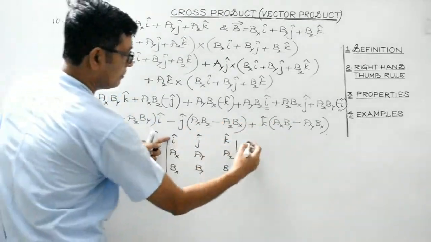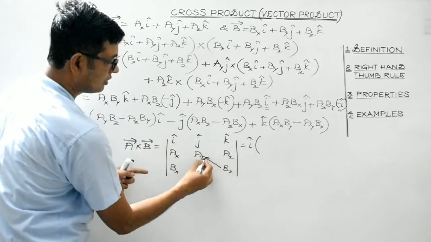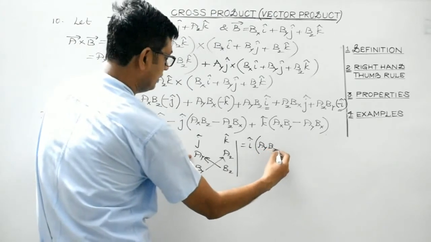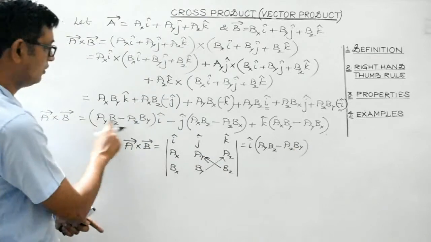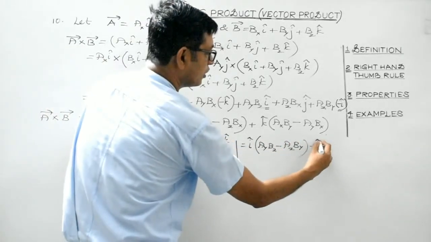Okay. i cap. So i cap, this into this multiplied by this into this. So what do we get? AY BZ minus AZ BY. Right? We are getting the same thing. In the central term, there is a negative. You are aware of it.